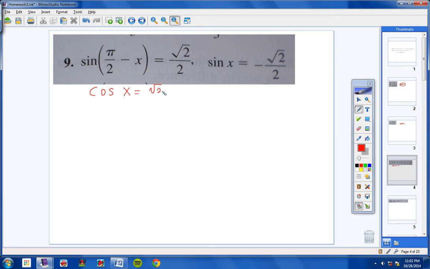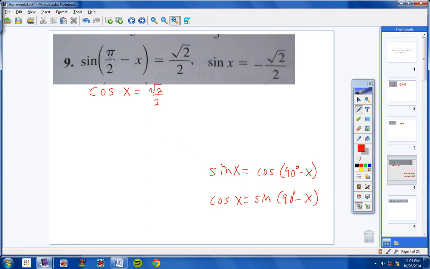Okay, let me put it to you like this. Sine of x equals cosine of 90 minus x, or pi over 2. And cosine equals sine of 90 minus x. Okay, that's called the cofunction identities.